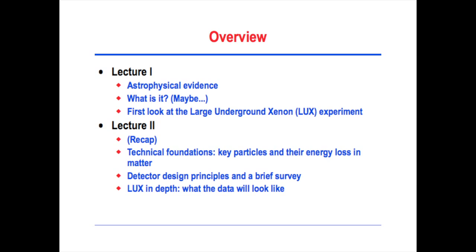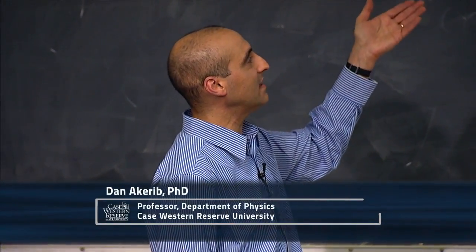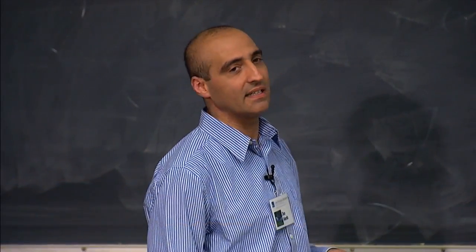In tonight's lecture, we're going to cover astrophysical evidence for dark matter, what the dark matter might be, and first look at the experiment that we're just in the process of turning on. And then next week, we'll do a very quick recap and then talk through some of the technical foundations of the basic particles that we're trying to detect, and the ones that we use to calibrate the detector, and the ones that we want to shield and get rid of. What's the basic particle physics of how particles interact with matter? Because that's going to be key to detecting them and shielding the detector from them.